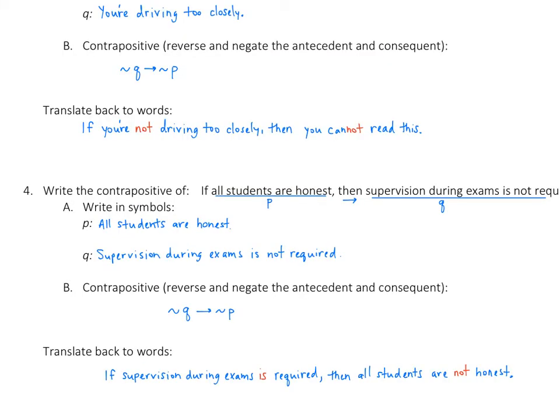Okay, so hopefully you got what I did. You should have let P be all students are honest. Q is supervision during exams is not required. So then the contrapositive, we reverse and negate. So not Q implies not P. If we were to rewrite that into words, if supervision during exams is required, then all students are not honest.